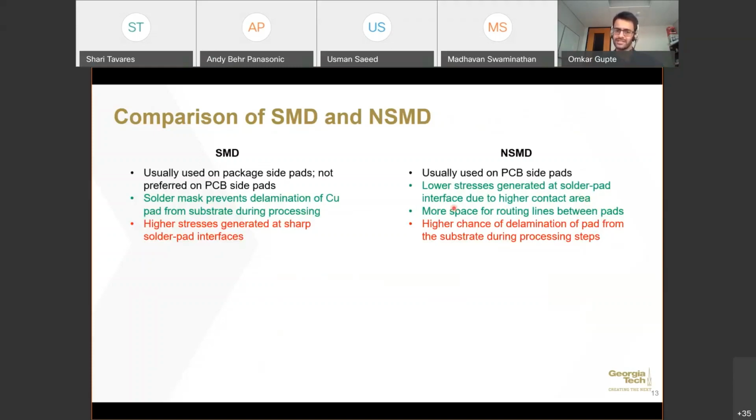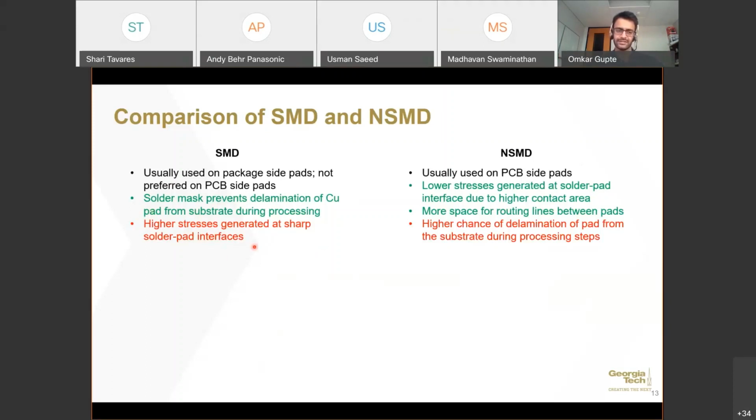and the main reason is that lower stresses are generated at the interface between solder and pad, owing to the higher contact area between the solder and the pad, and also it allows for more space for routing lines between pads. So given a choice between SMD and NSMD for the PCB side pads, NSMD is the preferred choice. However, with the SMD type designs, the solder mask being on top of the pad prevents any delamination of the copper pad from the substrate during processing, which is one of the reasons it's used on the package side pads as well. Both have their disadvantages as well.